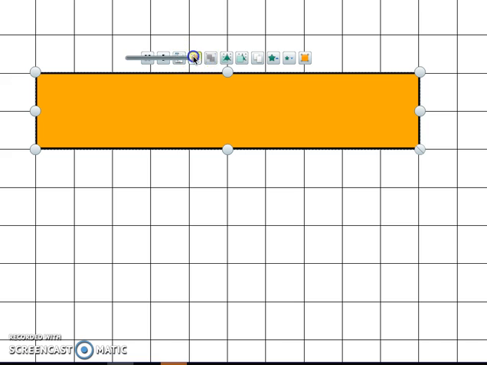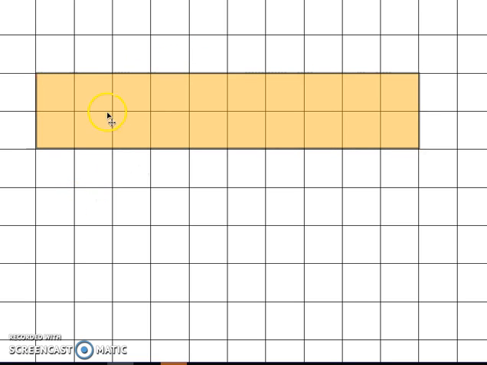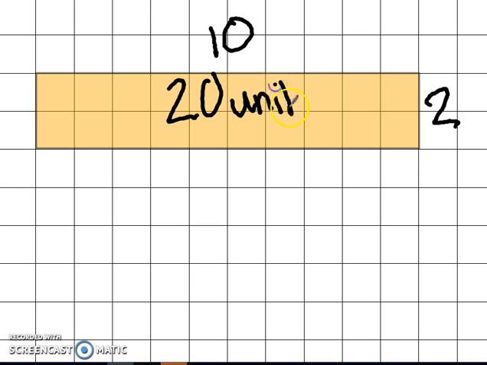And now I have 20, and I'm going to label those sides because that's just as helpful. I have 2 groups of 10. It's a 2 by 10, and the area is 20 units squared. I need to think of another rectangle I can make.